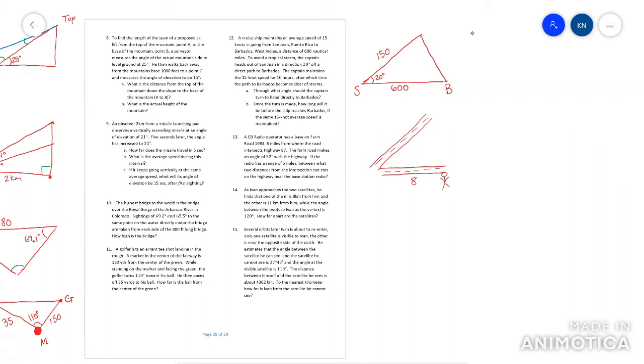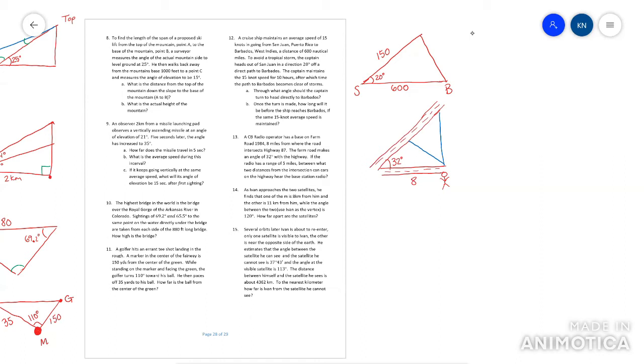Now, the farm road makes an angle of 32 degrees with the highway. That means this angle right here is 32 degrees. Okay, now they're saying if the radio has a range of 5 miles, what two distances could they hear him? What that means is there's going to be a triangle here, and then there's also going to be a triangle there. This is a double triangle problem. So you kind of have to figure out both possibilities.